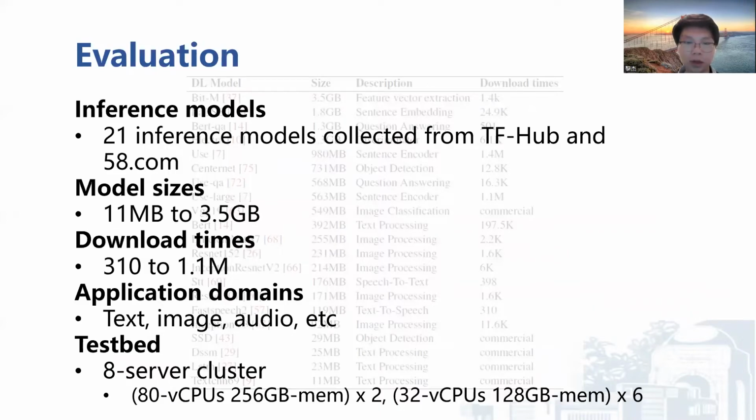To evaluate our system, we collected 21 inference models from both TensorFlow Hub and the local lab website, ranging in model sizes from 11 megabytes to 3.5 gigabytes, varying in download counts from 310 to 1.1 million, and covering application domains including text, image, audio, etc. Our testbed contains 8 servers: two servers are equipped with 80 cores and 256 gigabytes of memory, while the other 6 are equipped with 32 cores and 128 gigabytes of memory.